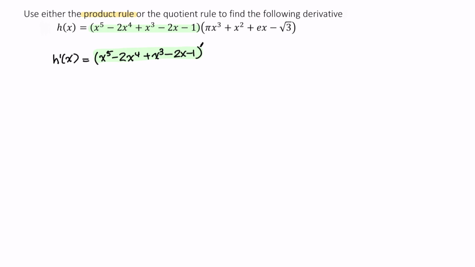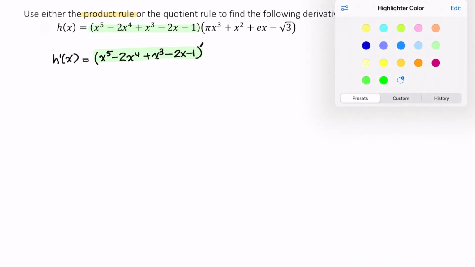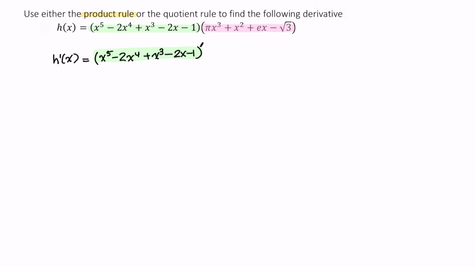Now, rather than evaluate a derivative for the second term, and I'll highlight this one in, let's say, baby pink. Here we go. We're just going to multiply it without a derivative. So pi x cubed plus x squared plus e times x, and e is not a variable representing any number. It is literally a constant. Type it in your calculator if you haven't seen this before. Minus the square root of 3.